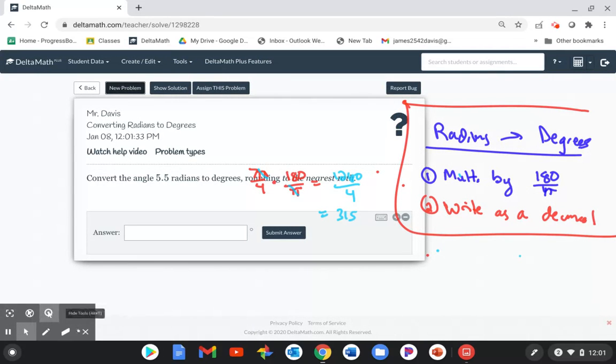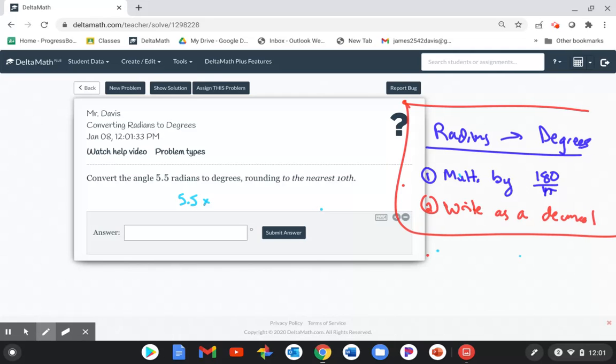All right, and the next one doesn't have pi with it, which is fine. Most applications would have something in terms of pi. This one doesn't, though. It just says 5.5 radians. It says round to the nearest tenth. So we're going to treat it the same way.